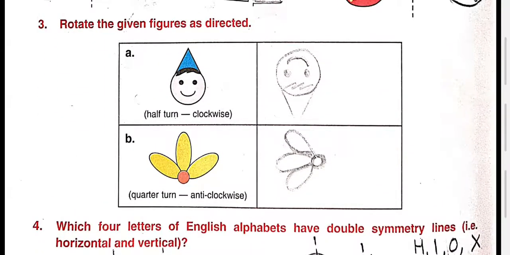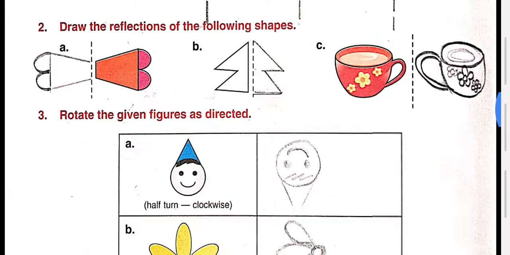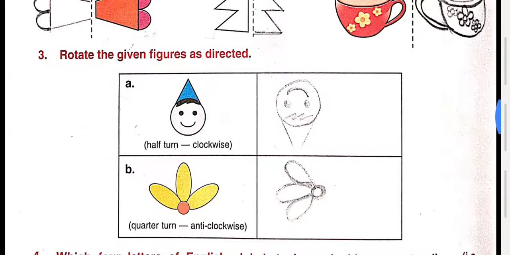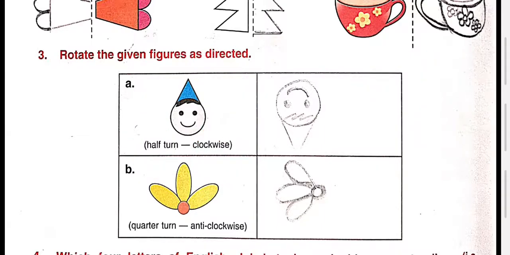Now come to question number 3. Question number 3 is: rotate the following figure as directed. You have to make a half turn clockwise. Clockwise you have to move in this direction, and half turn means just opposite. If the arrow is here, then after a half turn it becomes here, just opposite. So here you have to draw one small circle with a small joker here.